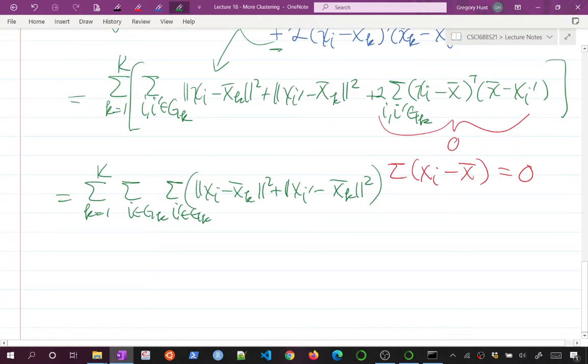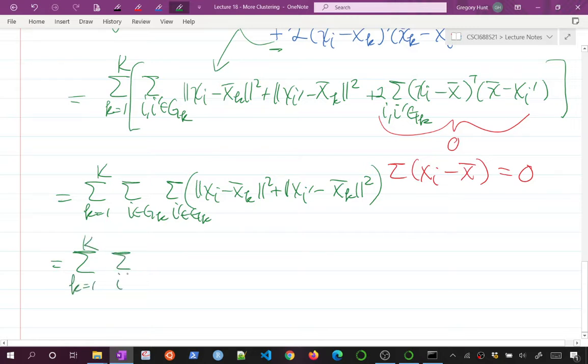Now, the innermost sum depends on I prime, so it doesn't depend on xi. And so I could actually bring this thing out of that sum. It doesn't depend on xi. And what I'm left with is the sum of xi prime minus x bar in the inner part there. You know what? This is going to be easier to see if we do it this way. So let's just do one more little step. Still my sum of my k's on the outside.